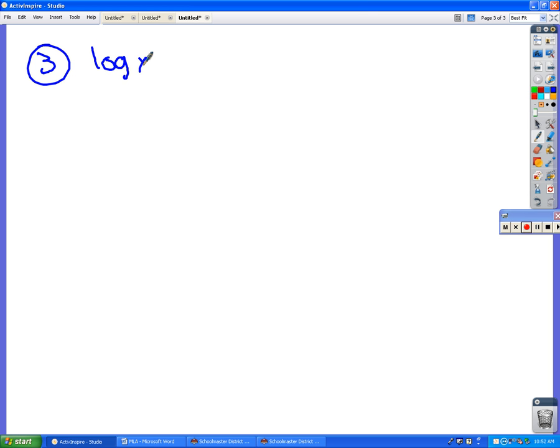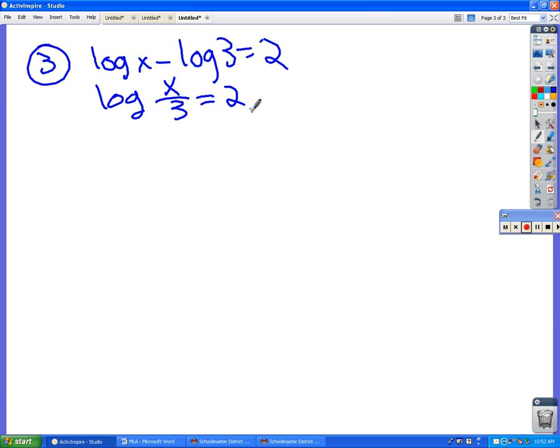Same kind of dealio, but now we have 2 separate log functions. So what do I have to do before I mess with those? Combine them, and I'm going to do that by recognizing that subtraction is the same as division. So that comes out to look like that. Some of you are incorrectly writing log x divided by log 3. Okay? And it works out, and I'm not too super concerned about it, because then when you ten both sides, like we're about to do, you cancel both logs, so you end up with the same answer. But just understand that when we're combining these, we're combining them to a single logarithmic function.